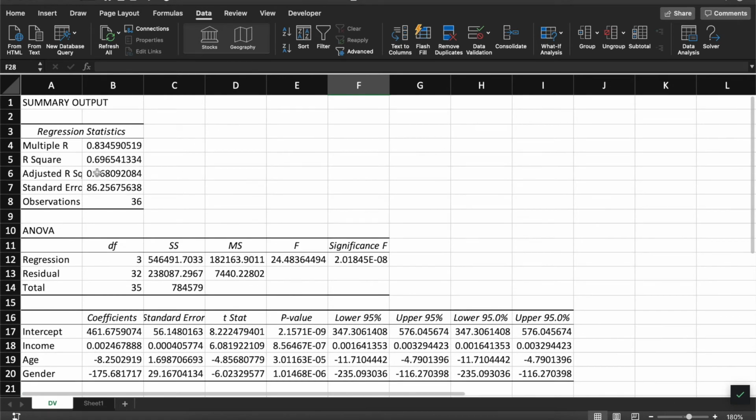We have an adjusted R-squared of 0.668, meaning that income, age, and gender explain almost 67% of the variation in soda expenditures. It's pretty good. The p-value on the F-test is very small, much smaller than our alpha, meaning that the model is jointly significant. Okay, meaning that at least one of these three coefficients is going to be statistically significant, meaning significantly different from 0.